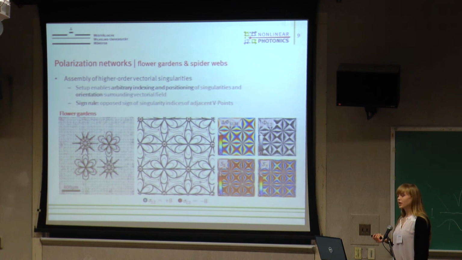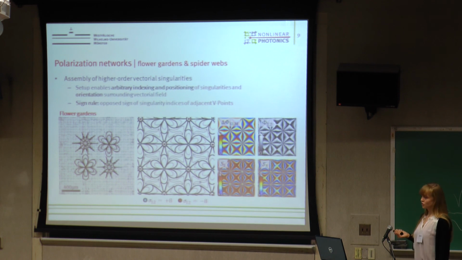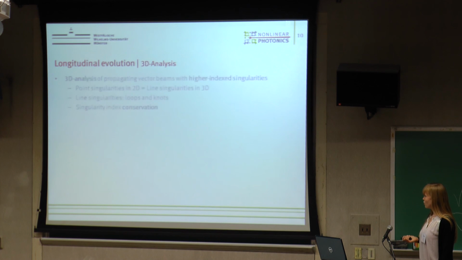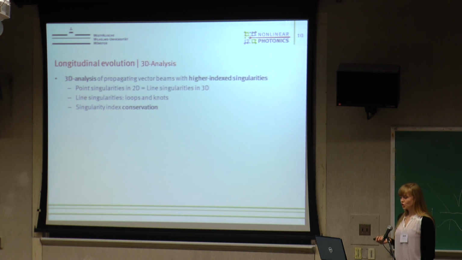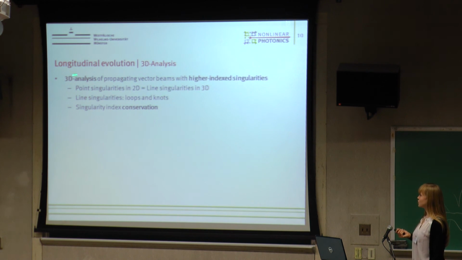Okay, so we know that we can construct interesting structures in 2D, but we are also interested in our 3D structures. So we will take a look at the longitudinal evolution of our higher index singularities. So we know that if we have point singularities in 2D, these singularities will be line singularities in 3D, and these can also form loops and knots, and we need to take care of our singularity index conservation.